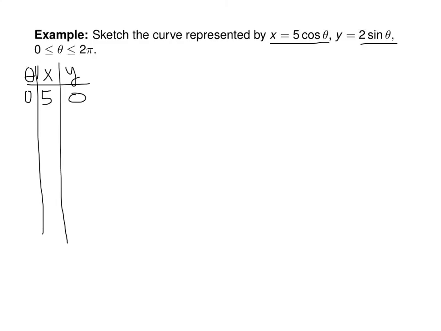Inputting next nice number will be pi over 2. Inputting pi over 2, cosine of pi over 2 is 0, but sine of pi over 2 is 1, so we'll have 1 times 2 is 2. Next, when we input pi, cosine of pi is negative 1, so the x is negative 5, sine of pi is 0, and then 3 pi over 2. When we input that, the cosine is 0, but the sine is -1, so -2. And finally 2 pi, cosine of 2 pi is 1, 5 is 5, 0.